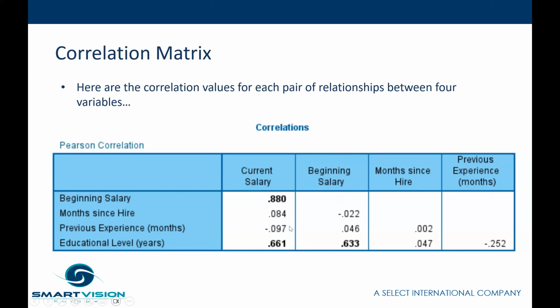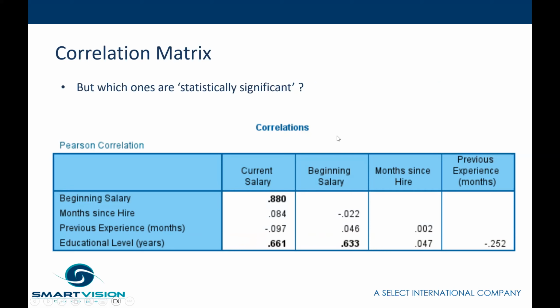The rest are quite weak. They're all quite close to 0 relative to these numbers, and some of them are negative. It's basically saying there isn't a lot of relationship between how long you've been in the job and your current salary, and there isn't much relationship between your previous experience in months, which is going to be related to your age, I guess, and your beginning salary, or even how long you've been in the job. So the rest of these relationships are quite weak at this point.